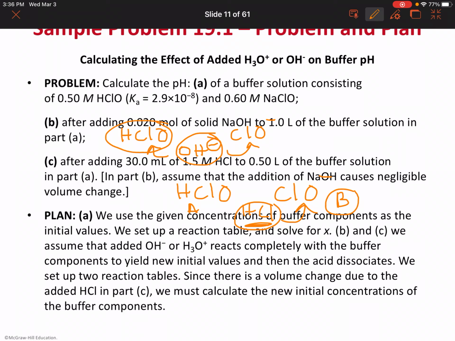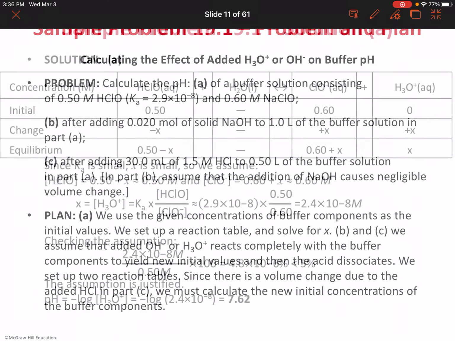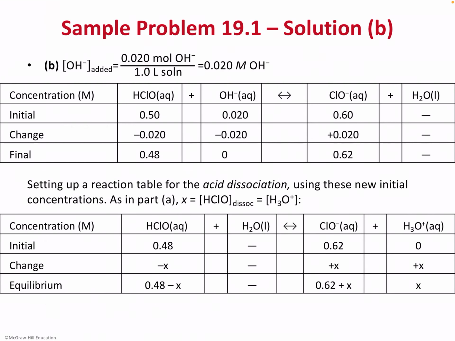Just like we did with the hydroxide ion, you have to do the ICE table, find equilibrium concentrations, and use that to construct the second ICE table to find out the pH. Okay, let's do that.